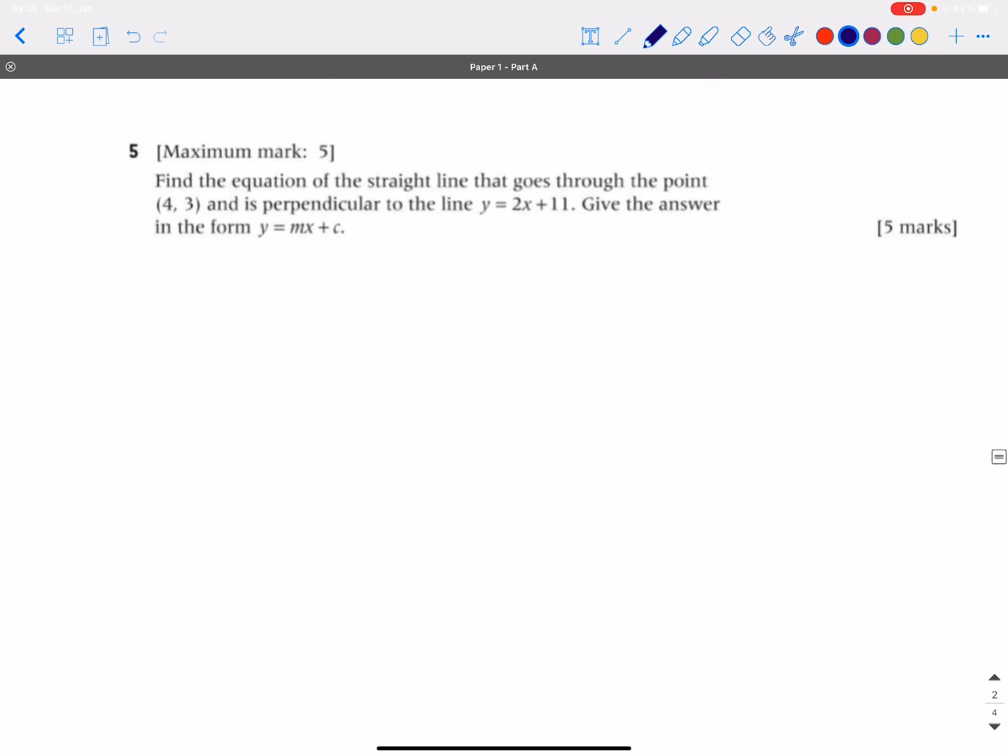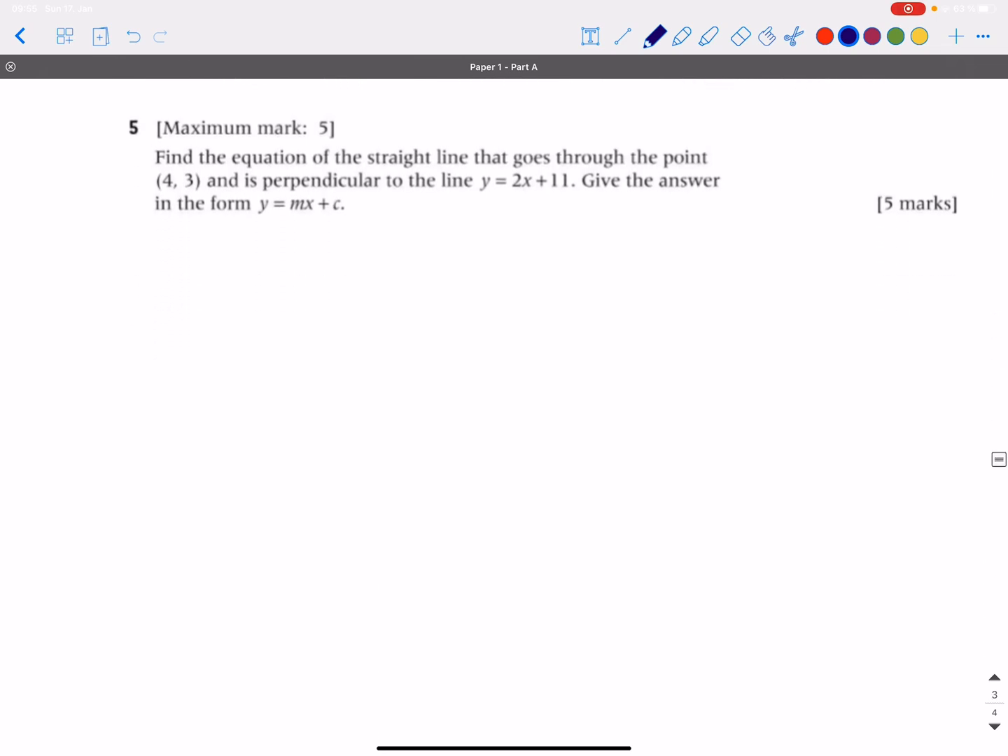Right, next question. So this one says, find the equation of the straight line that goes through the point (4, 3) and is perpendicular to the line y equals 2x plus 11. Give the answer in the form y equals mx plus c. So I'm actually going to start slightly further through the question. I think the important bits of information there are we want the equation of a straight line in that form. We know it goes through this point here, and it's perpendicular to this line here.